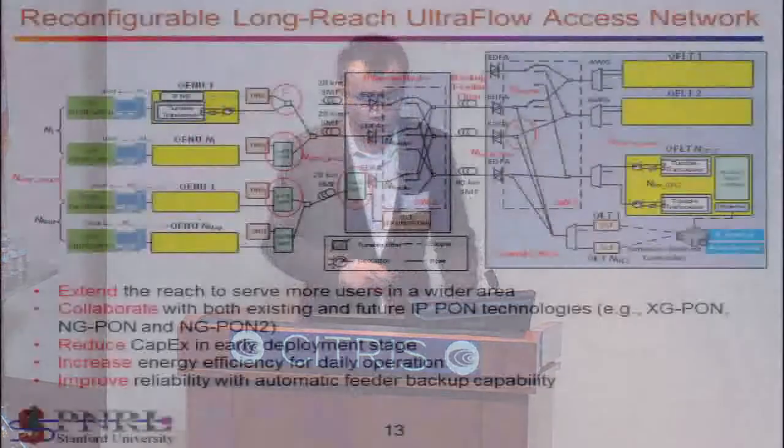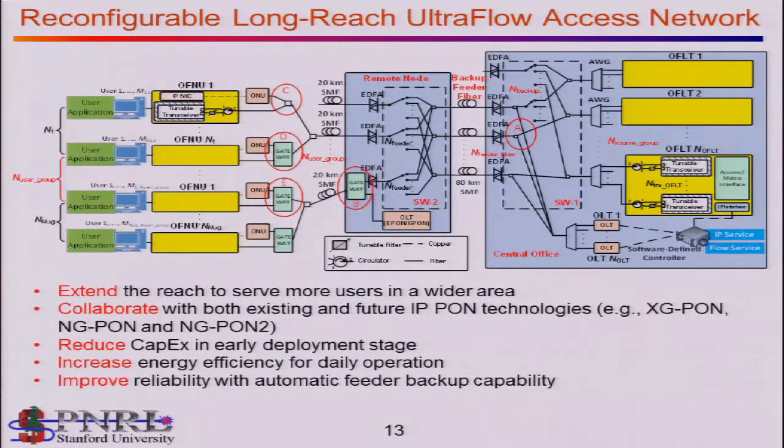And to ensure that our architecture is future-proof, we extend the previous simple architecture design to a more sophisticated, reconfigurable, long-reach Ultraflow access network. So this new architecture is designed to work with all future and existing IP-PON technology, such as XG-PON or NG-PON2, which may be deployed in a long-reach structure to serve more users in wider areas. And with two reconfigurable switching devices placed at the central office or at the remote node, we can reduce the capital expenditure during the early stage of the deployment, and we may also increase energy efficiency and improve the reliability for daily operation of the Ultraflow access network.